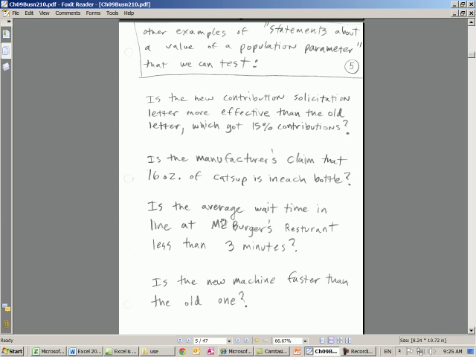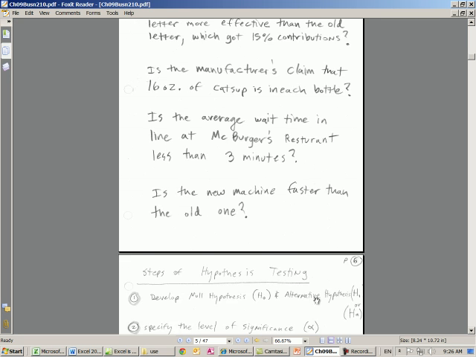Is the average wait time in line at McBurger's restaurant less than 3 minutes? Still another one: is the new machine faster than the old one? Right? So to answer all of these questions, we'll have an original statement. We'll have some alternative hypothesis, like maybe this new machine is faster, right? And we'll do statistical tests to decide whether we select the original statement or we select the new one.